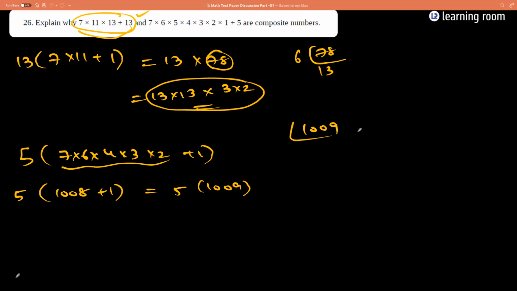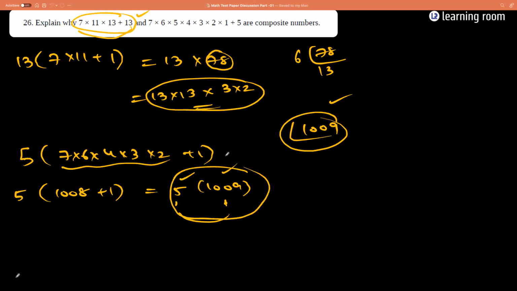This is a textbook problem actually. So 1009, what can you do? Can we do any prime factorization for this? I don't think so. No, sir. So 5 is a prime number and 1009 is a prime number. So since it is able to be expressed as the product of prime numbers, it is going to be a composite.